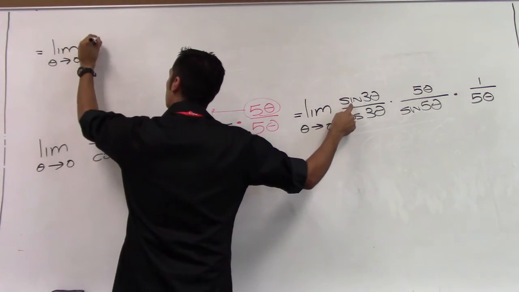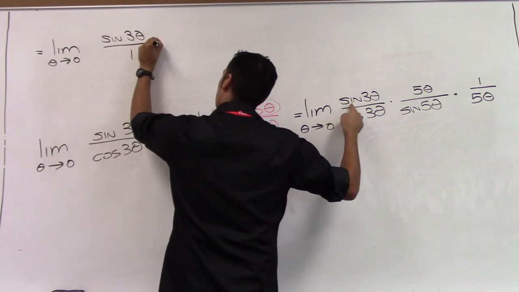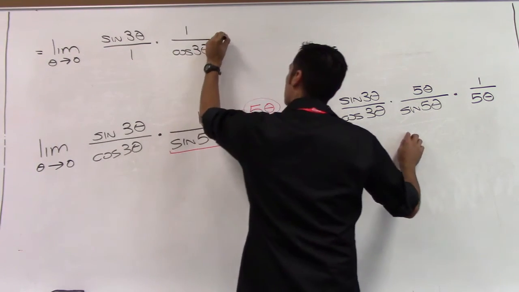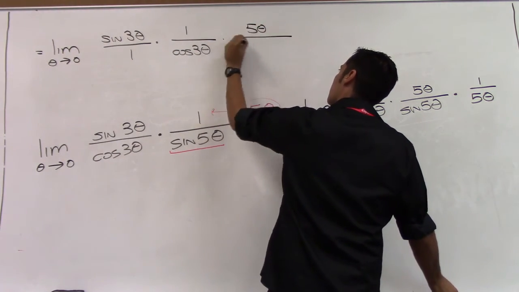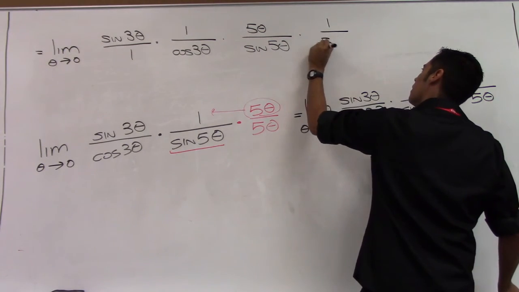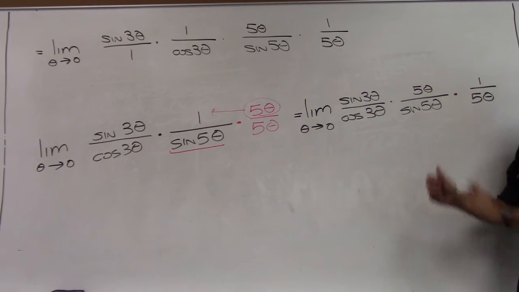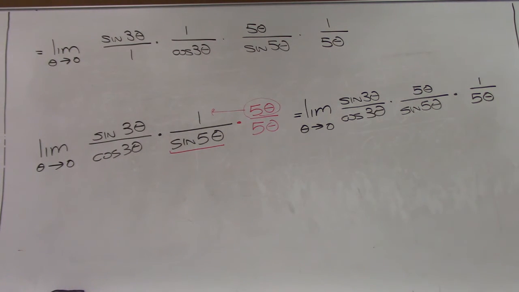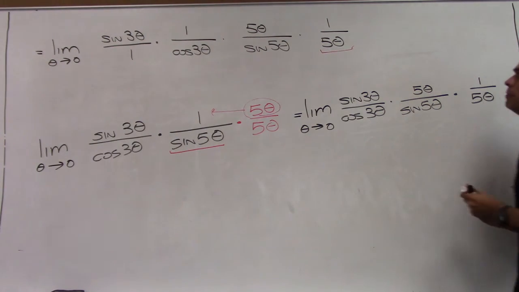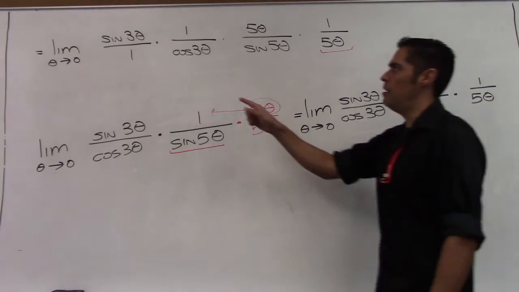I'm going to take this sine 3 theta over cosine 3 theta, and I'm going to write it like this, because this is exactly the same thing. All I did there was peel this apart into 2 different factors. And why would I do that? If this is now the thing that's causing me a problem, why would I try and focus your attention on this?